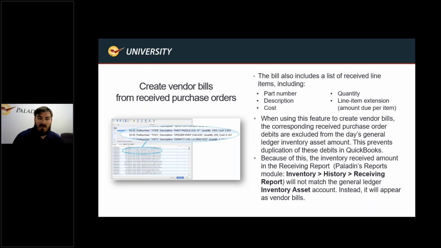Because the inventory will not match. So then when you're looking at your receiving and your general ledger, those amounts are not going to be the same, because it's going over as a bill rather than being included in that GL.